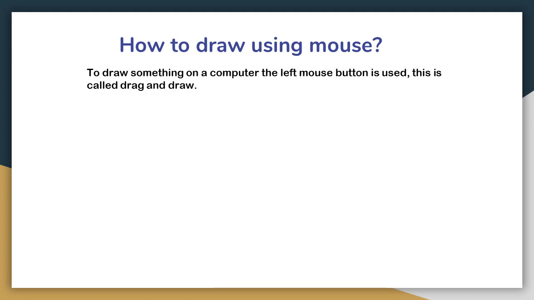How to draw using mouse. To draw something on a computer, the left mouse button is used. This is called drag and draw.